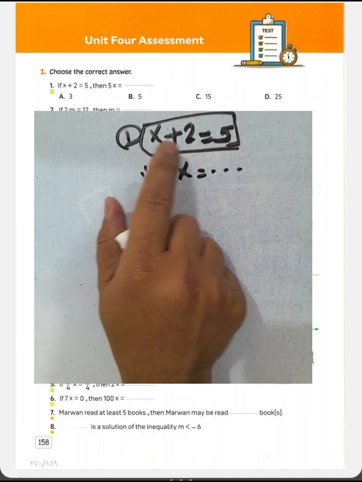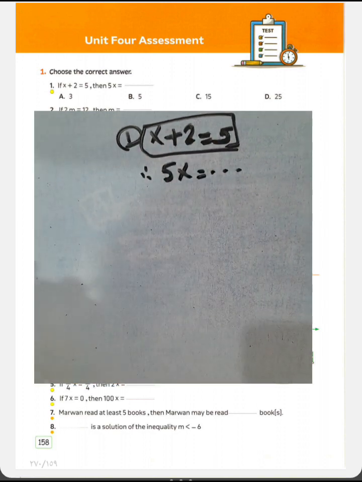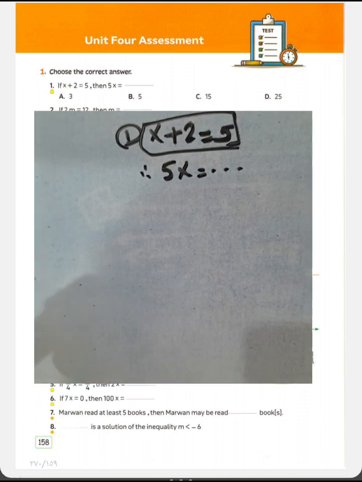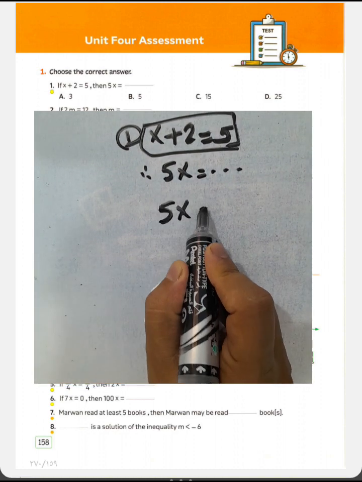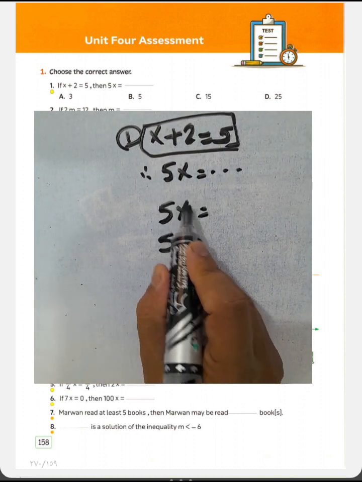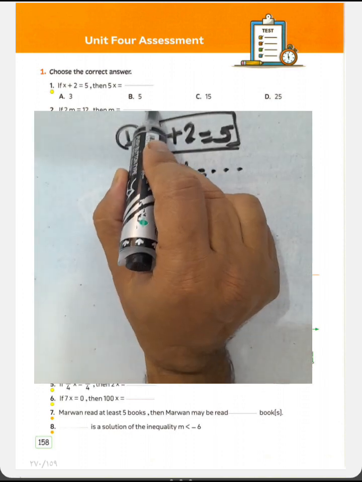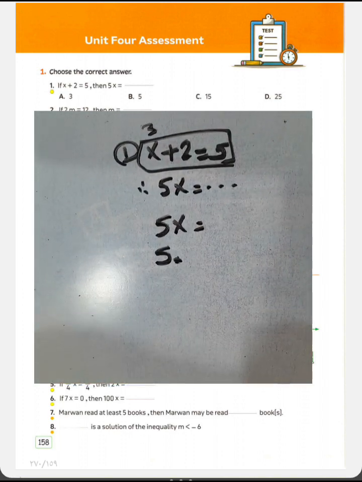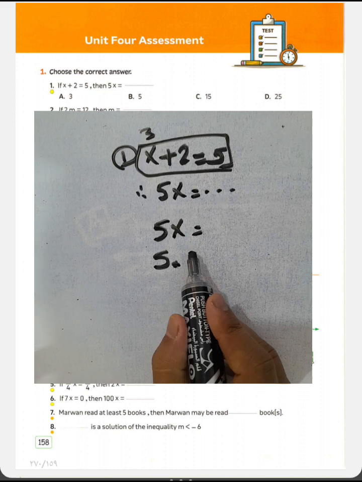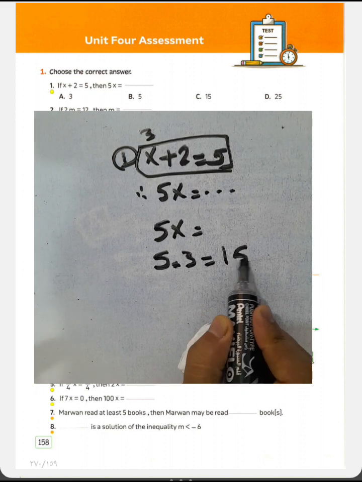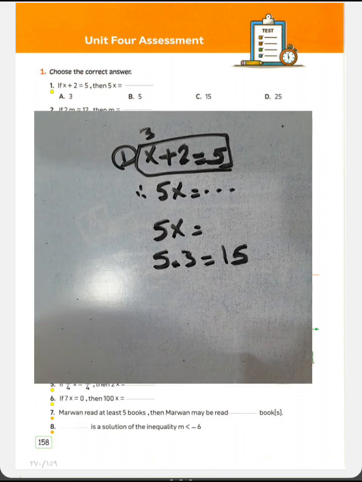Who can tell me? x plus 2 equals 5, then x equals 3, because 3 plus 2 equals 5. Then 5x means 5 multiplied by the value of x, which is 3. So 5 times 3 will be what? It will be 15. Choose letter C.